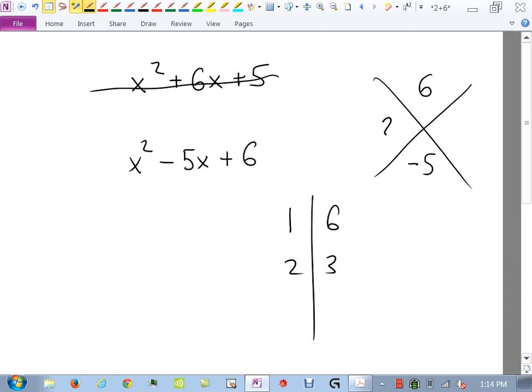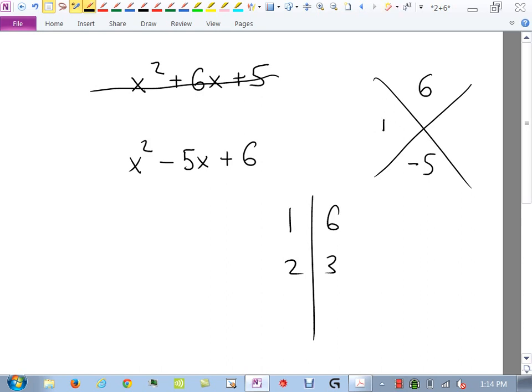But you can't put 2 and 3 because it has to add up to be negative 5. So you'd have to do what? Negative 2 and negative 3. Does negative 2 and negative 3 multiply to be positive 6? Does it add up to be negative 5? Yes, that's correct.